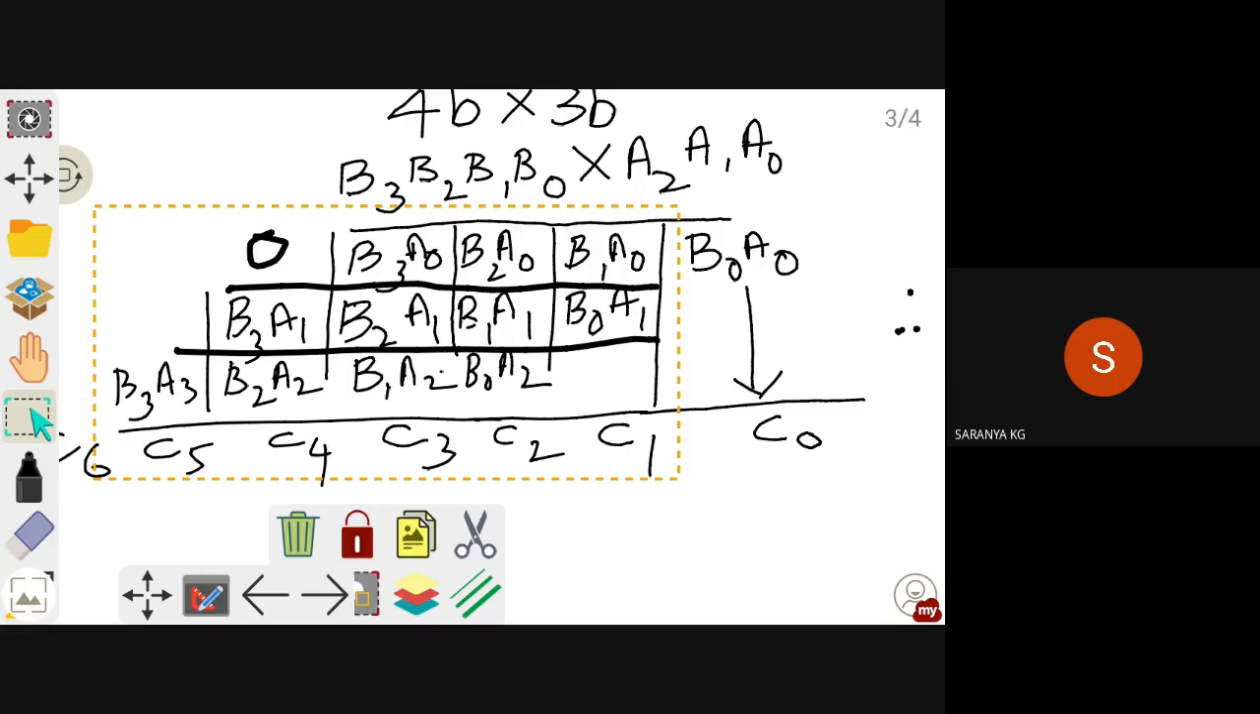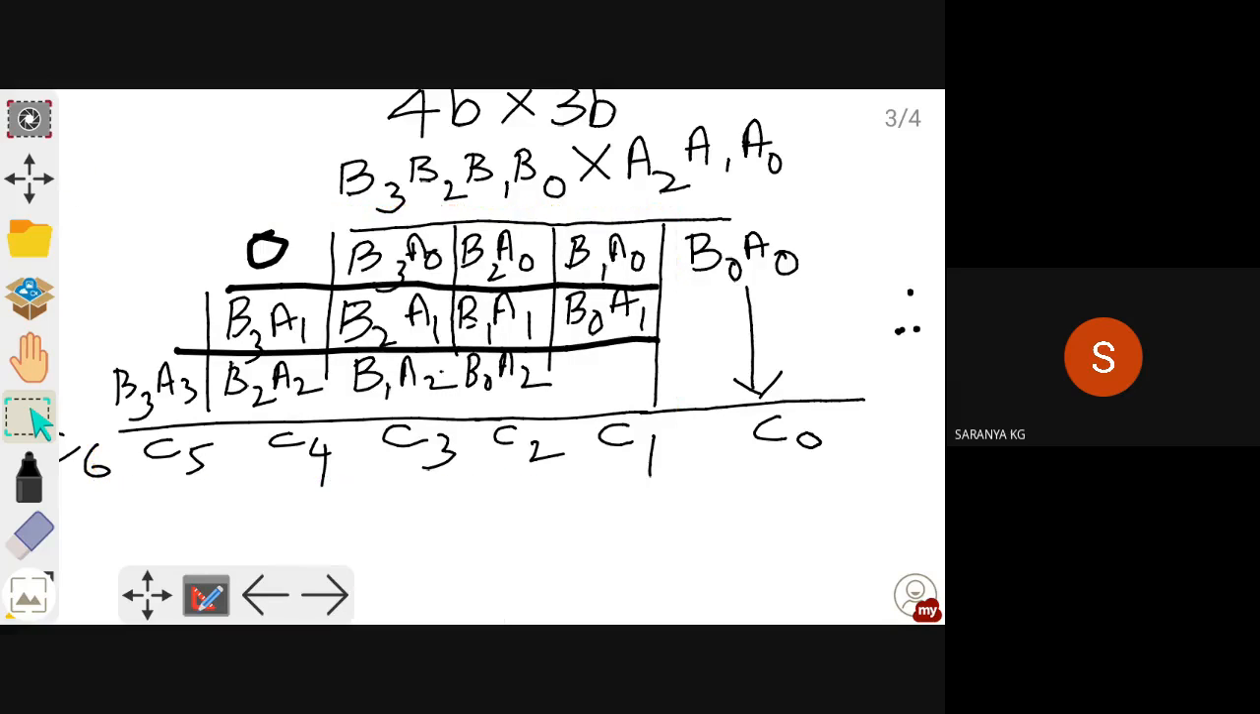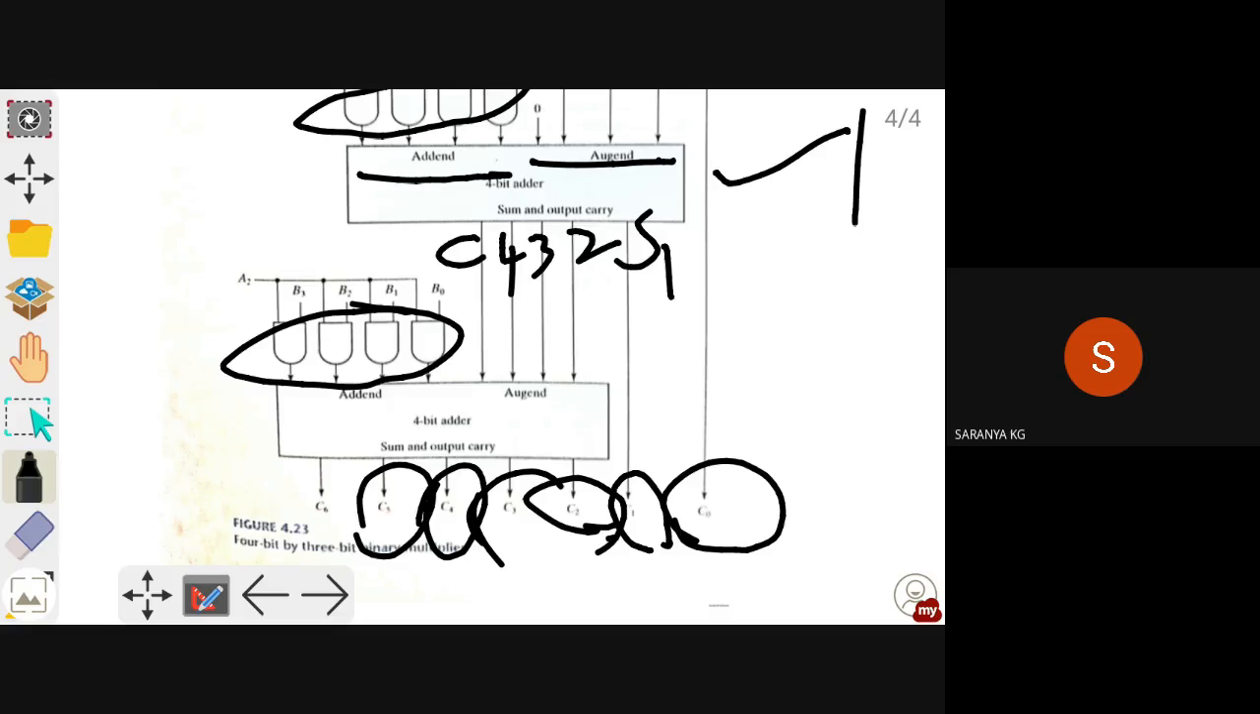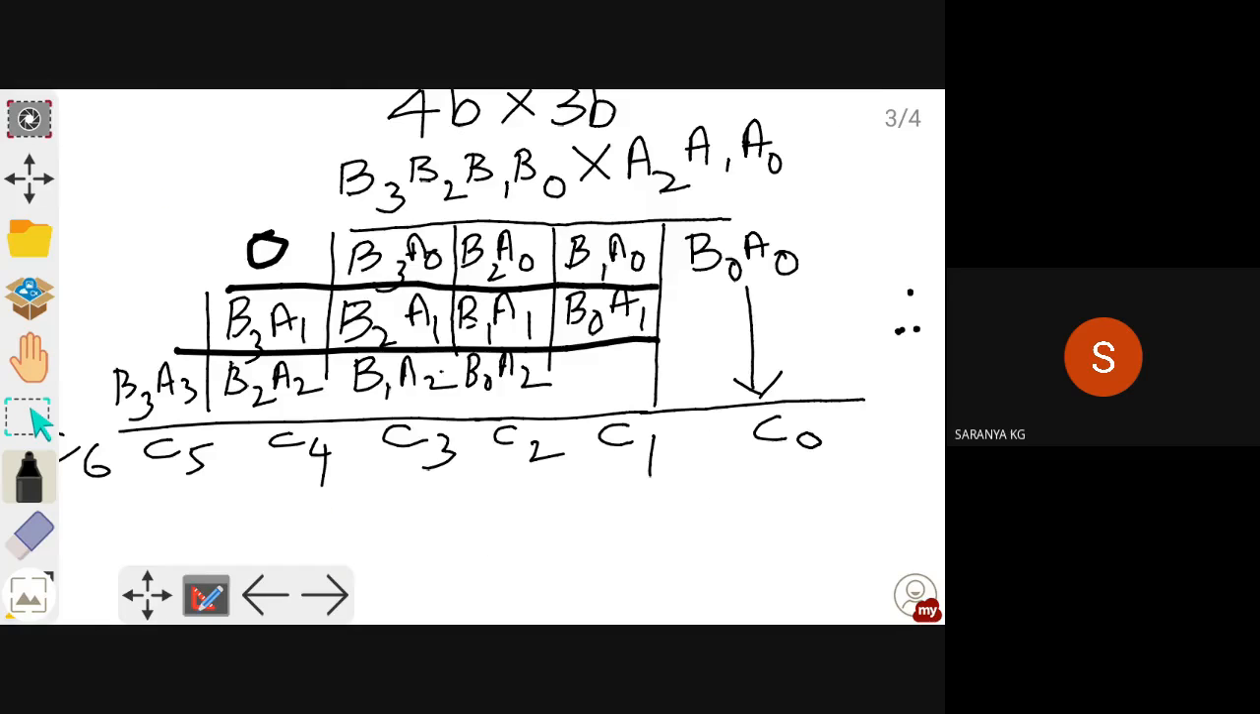So your third row output will be given as a second input to the 4 bit adder. So your A2 into B0, A2 into B1, A2 into B2, A2 into B3 you will be giving as a second number for a 4 bit adder. So இது ஒரு 4 bit adder, இது ஒரு 4 bit adder. So you will be getting the output as a 4 bit plus carry. So அது என்னென்ன பிட்னா C2, C3, C4, C5 and carry will be C6. So you obtain this multiplied output C0, C1, C2, C3, C4, C5 and C6.